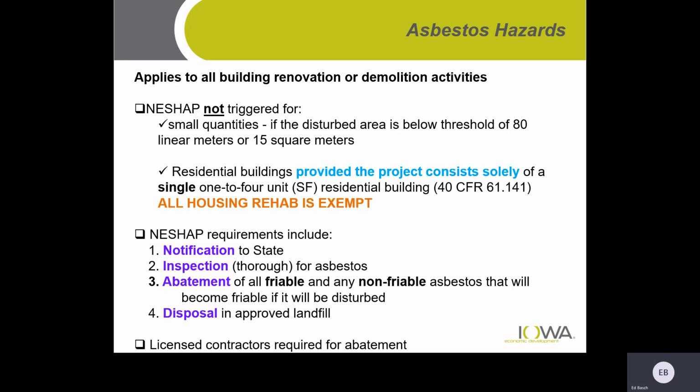So you have radon, which we'll talk about here in a minute, to worry about, but asbestos is exempt from single family housing rehab concerns, although if you want to remove it, you certainly can. So if you find asbestos, you need to notify the proper agency of the state, do an inspection, do an abatement, and then proper disposal.